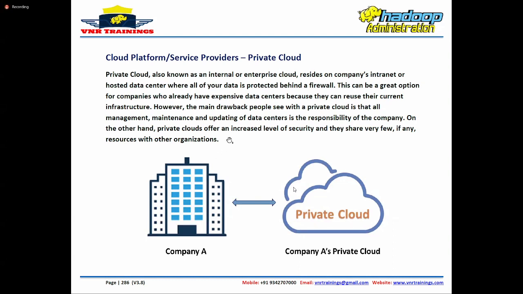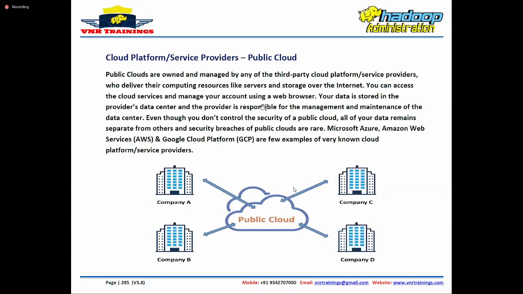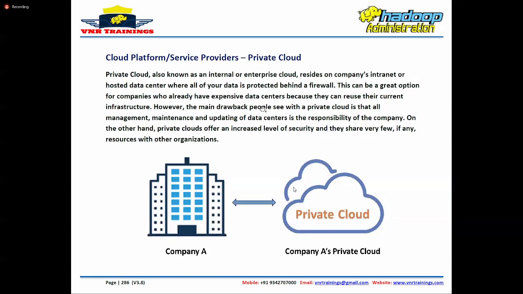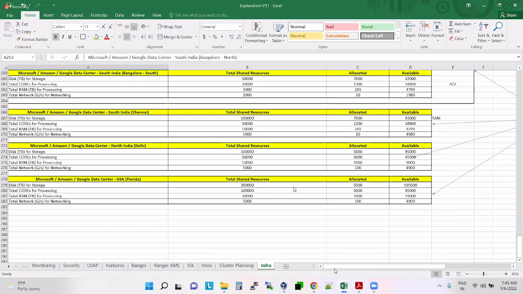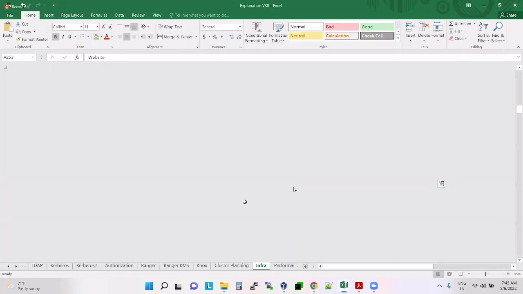So in the same way, the private cloud is kind of a duplicate product for the public cloud. First the public cloud started, then the private cloud came as kind of a duplicate one. What is this private cloud? We'll see what this private cloud is here.